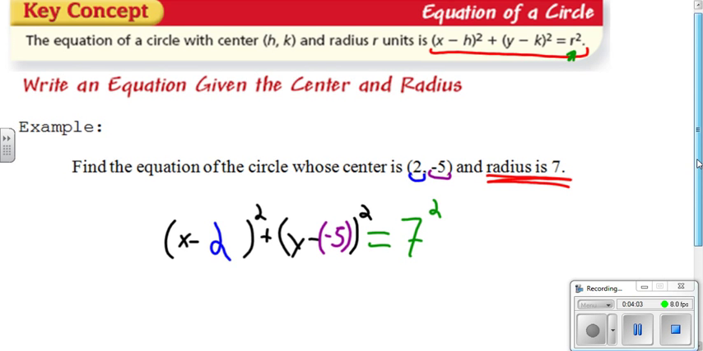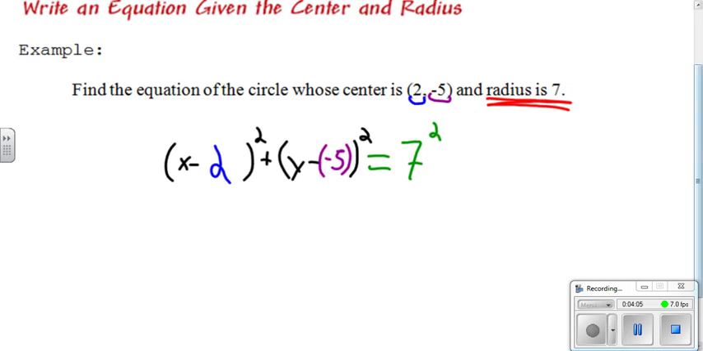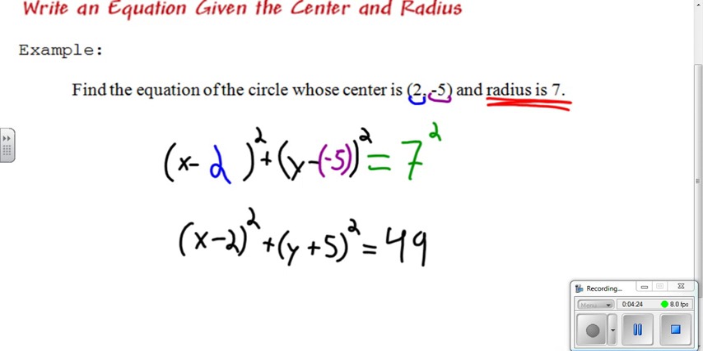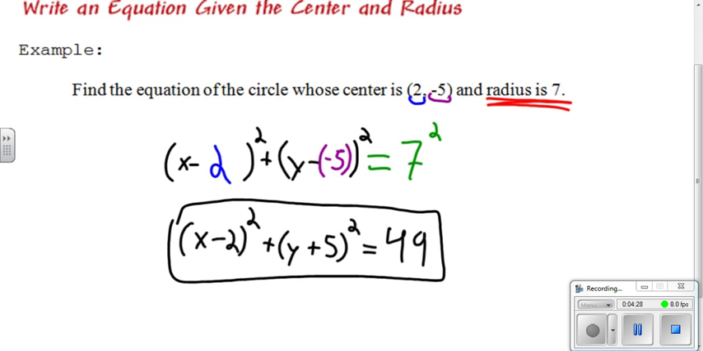So in the end, if we want to simplify this equation, we would say (x - 2)² + (y + 5)², since minus a negative makes a plus, equals 7 squared, which is 49. So this is how you would want to write that equation.